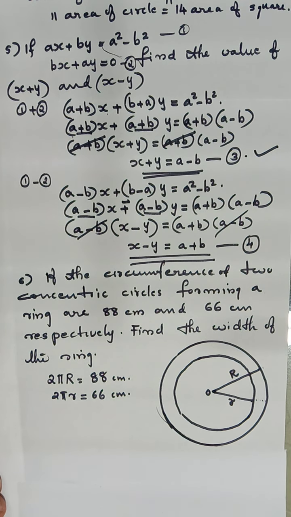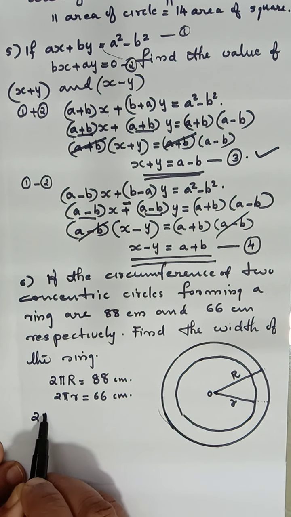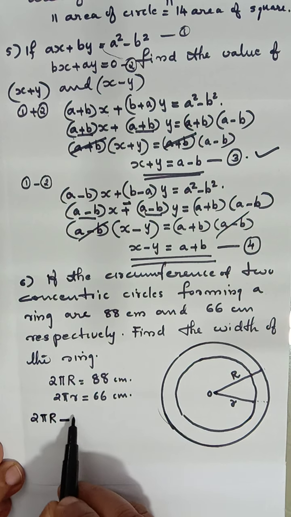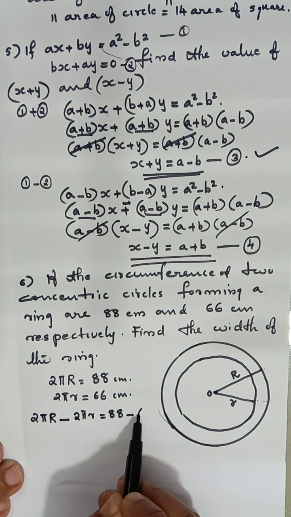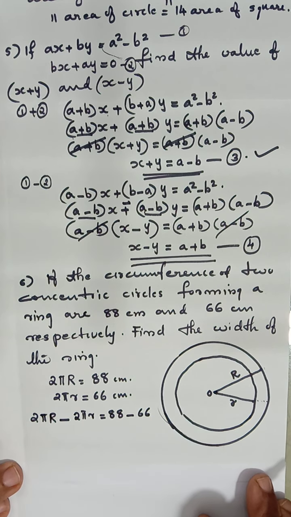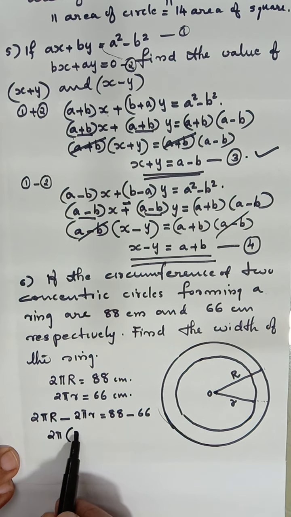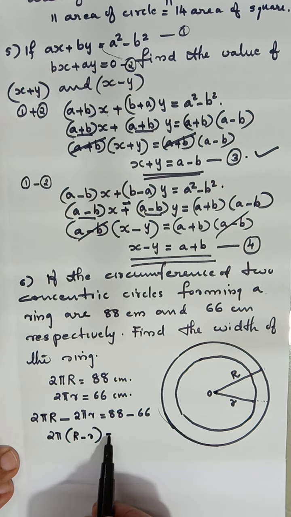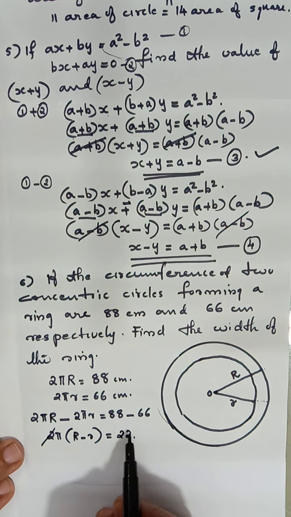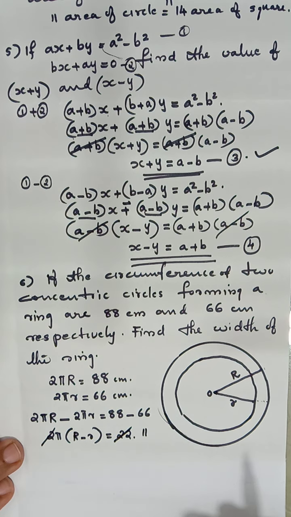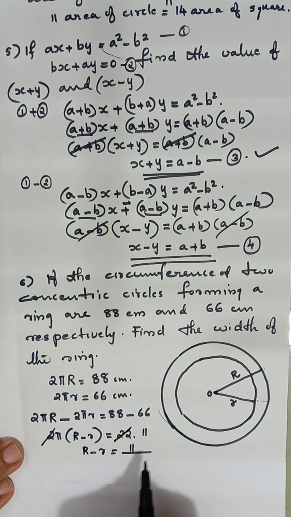Since it is a 1 mark question, it can be done easily. Just subtract 2 pi r, the first circumference, minus the second one, 2 pi r. First circumference is 88 minus, the smaller one, 66. Let us take the common outside. 2 pi is common, capital R minus r. 88 minus 66 is 22. Now we will cancel 2 and 22. It becomes 11. So R minus r is equal to 11 by pi.